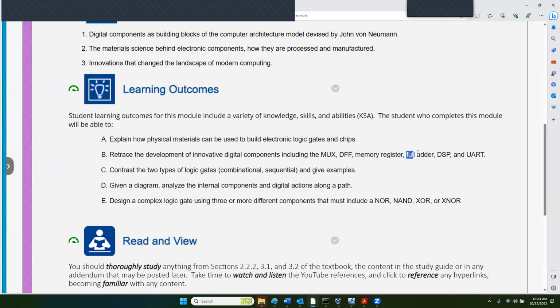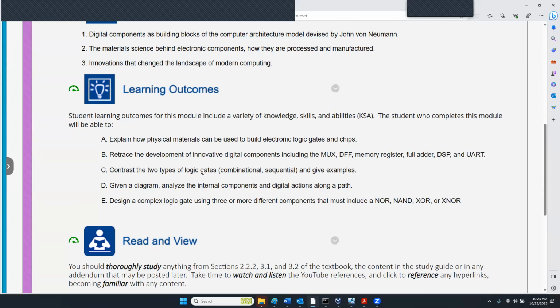We'll also turn our attention to the CPU, the full adder. Adder is the term that was used for the first CPU. DSPs, digital signal processors, and universal asynchronous receiver transmitters, or UARTs. So these are the communication components that allow for networking so that everything can be connected together.